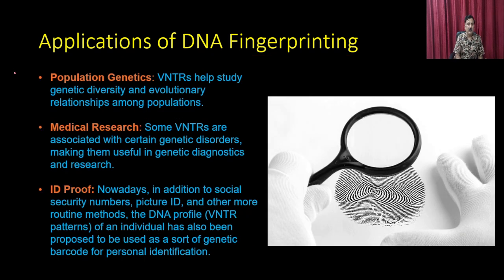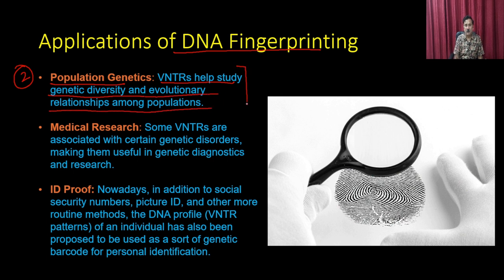Then the second point is, you can use DNA fingerprinting for population genetics. So, VNTR helps to study genetic diversity and evolutionary relationships among populations. There are many examples where you can do population genetics, and it helps you understand the migration patterns, how people migrated from Africa to America or Europe or India, and how they were distributed.